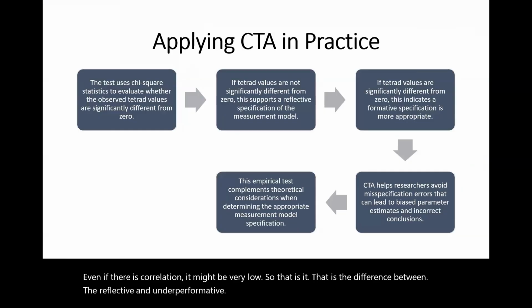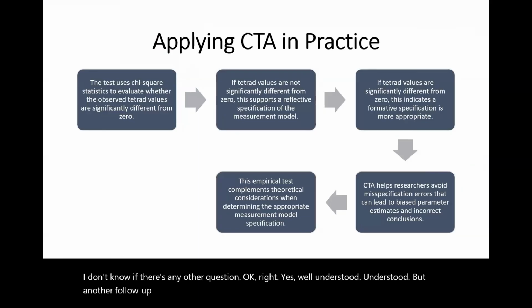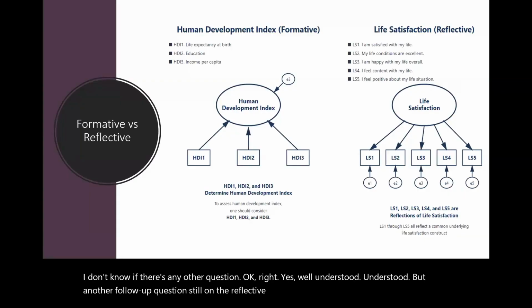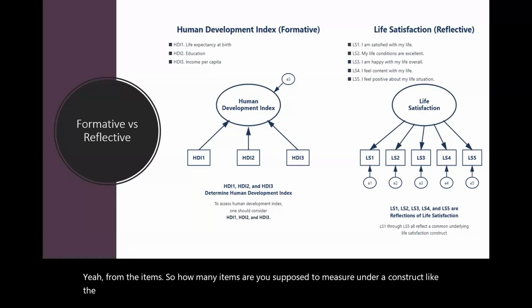I don't know if there's any other question. Yes, well understood. Another follow-up question still on the reflective: how many items are you supposed to use to measure a construct? Is the standard three, is that okay, or is there a particular number of items that is supposed to measure a particular construct?